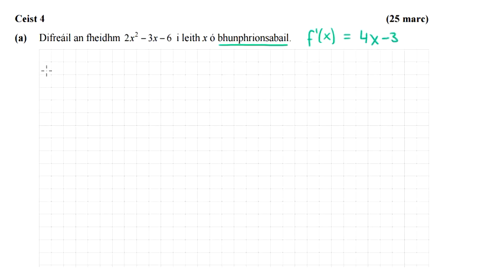So differentiation from first principles, we want to use the limit as h goes to 0 of f of x plus h minus f of x all over h. So we know f of x is just our 2x squared minus 3x minus 6. I think it's useful to find and simplify f of x plus h first of all, and then to substitute it in, rather than do everything at one time.